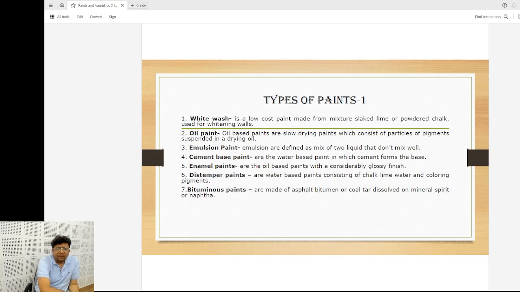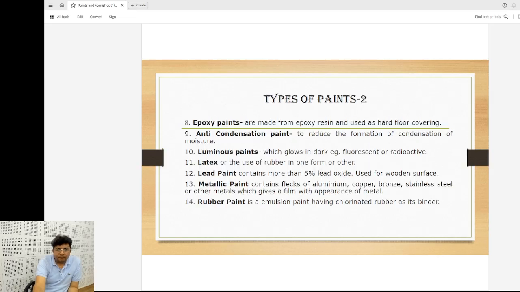Bituminous paints are there. For example, on the terrace or the surfaces which are more prone to moisture, we use bitumen paints to give waterproof, or we can better call it water resistant, surfaces to any surface. Then there are specialized paints also. For example, epoxy paints are made from epoxy resins that are used as a hard floor covering. Epoxy paint basically gives a waterproof layer to any surface to prevent it from dampness, weather conditions or moisture.